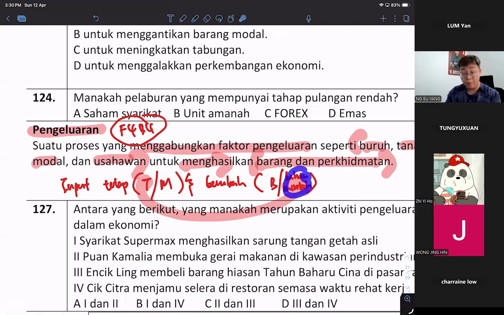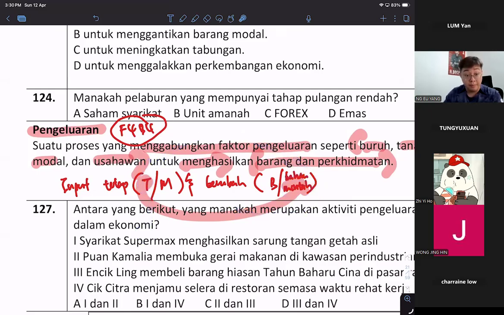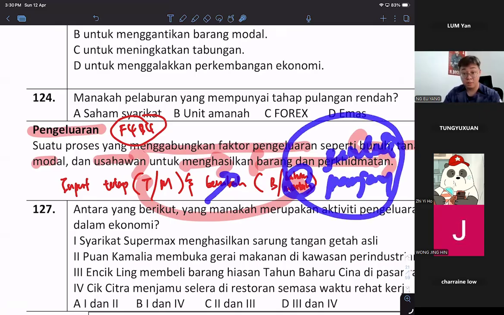So bahan mentah, where do we get it from? From the tanah. So it's different than tanah. With tanah, we have the land only, and then the resources. So resources from land is bahan mentah, is input berubah, no matter it's jangka masa panjang or pendek. Understand? Okay, so input berubah is going to change no matter it's under jangka masa pendek or panjang. Thank you. Yes, very good, Yushan.